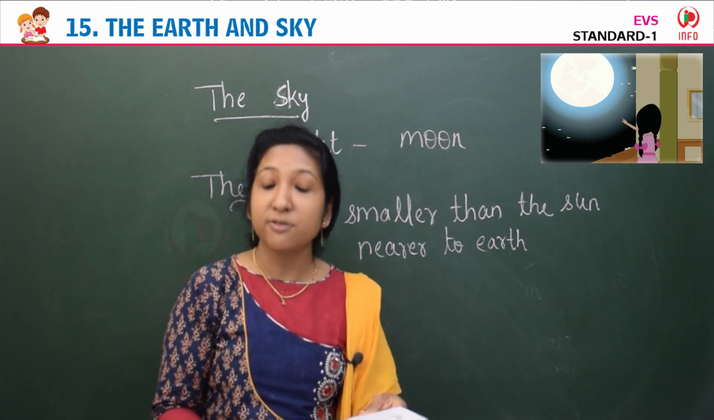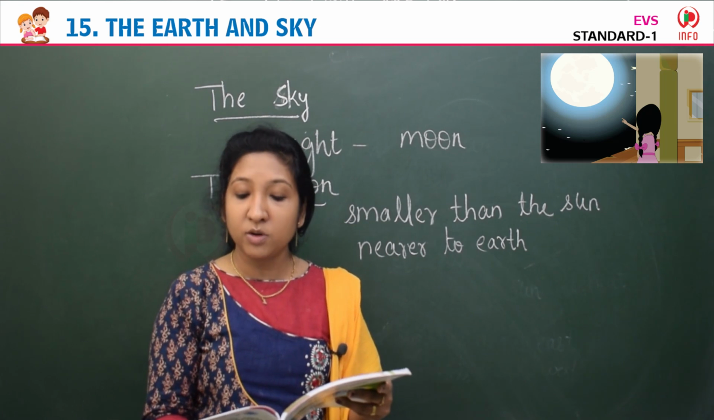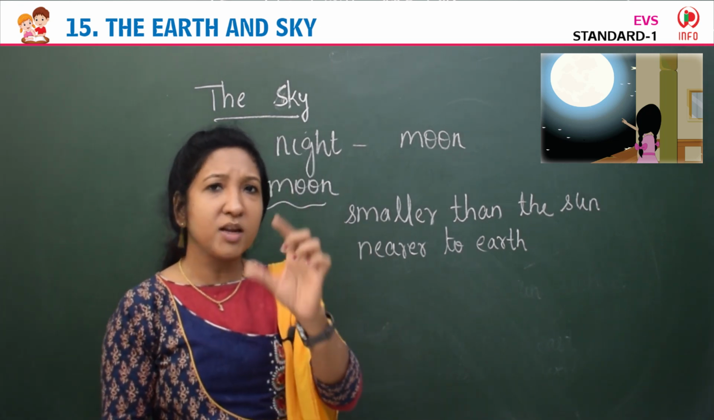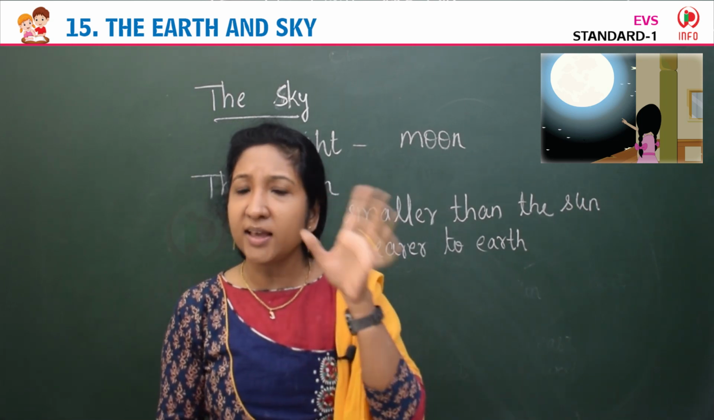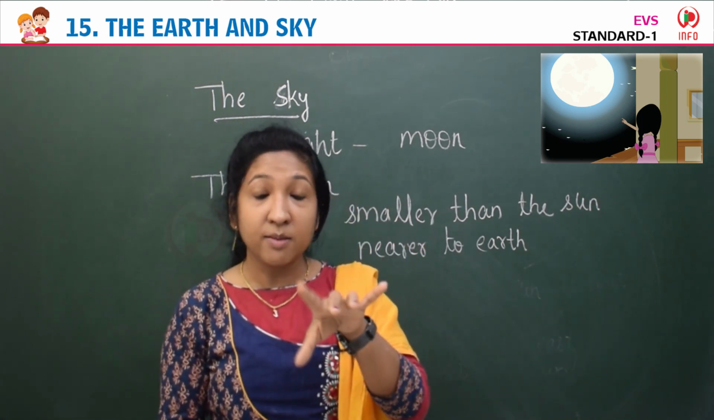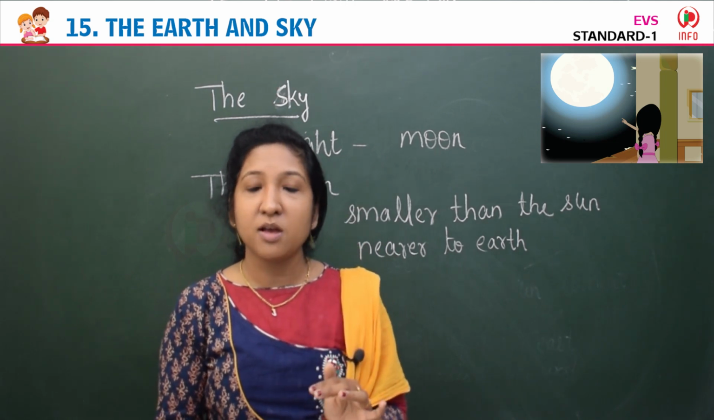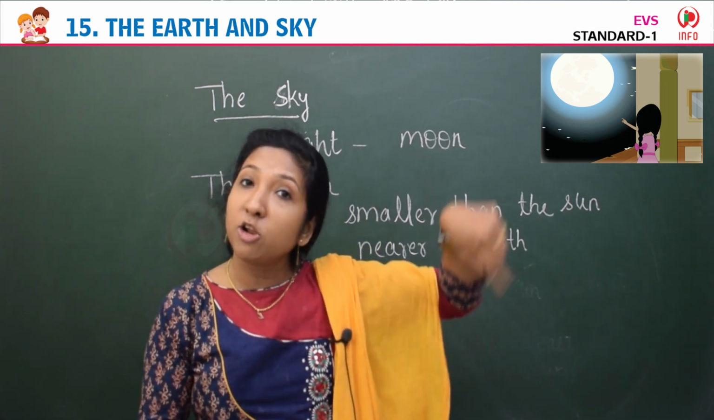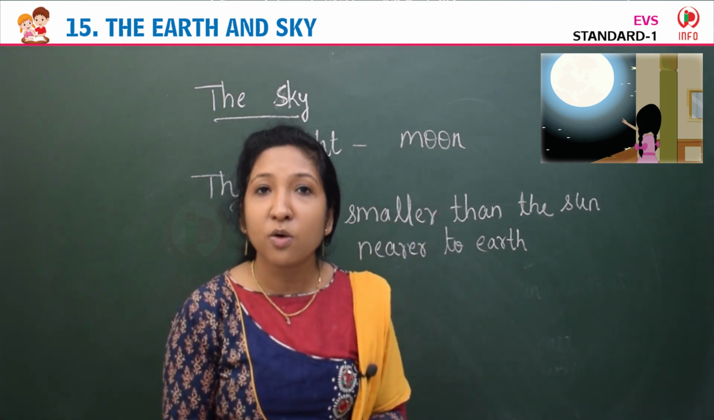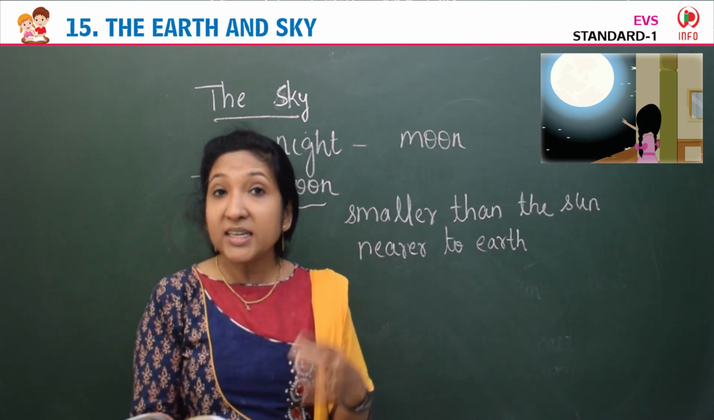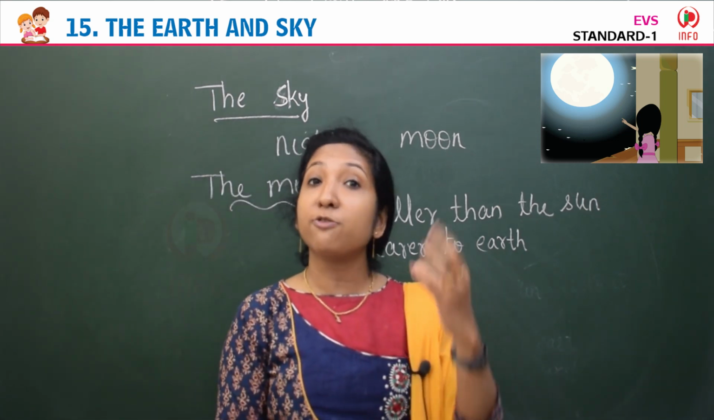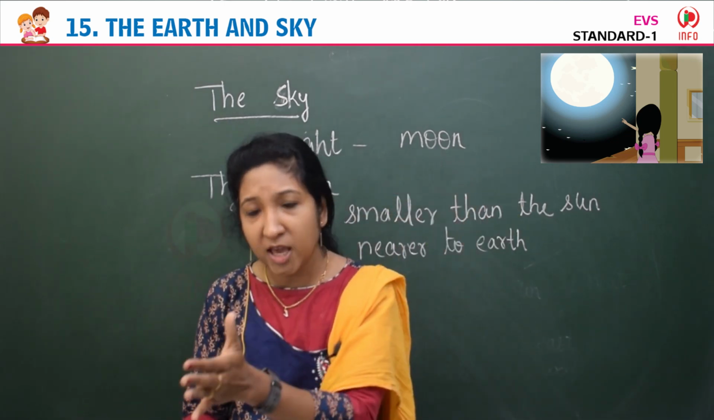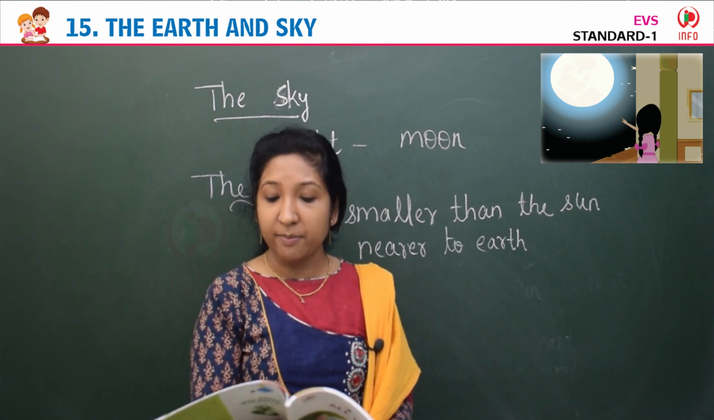We see different shapes of the moon on different days. Every day, can you see the moon in the same shape? Once you think and tell me. Some day we can see only half of the moon. Some day we can see only a part of it. Some day we can see the full moon. Yes or no? Yes. So on different days the moon changes its shape.